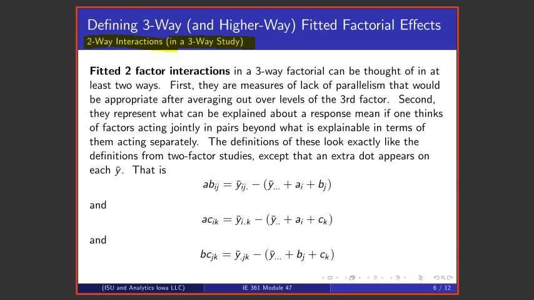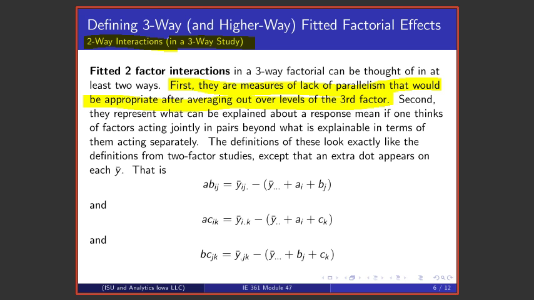After one does that, you could think about, well, if we make an interaction plot, do we have parallelism or not? So the point is that two-factor interactions are measures of lack of parallelism that would be appropriate after averaging out over the other factor.